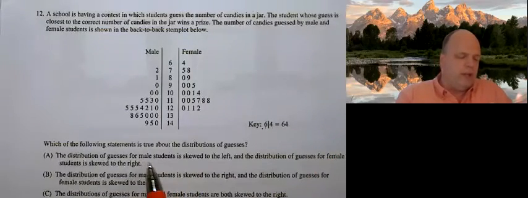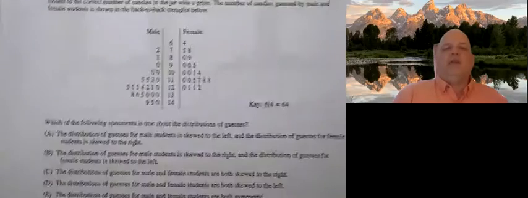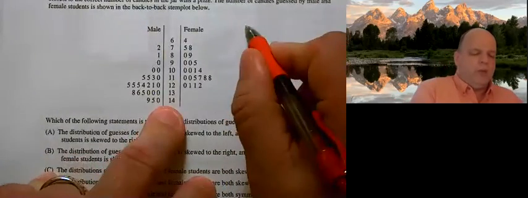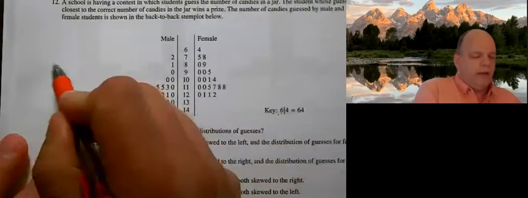The distribution of guesses for male students is skewed to the left, the distribution for female guesses is skewed to the right. Whenever they do the back-to-back, it gets a little bit confusing for people. So here's my suggestion. Let's go ahead and over here we'll do the male, and we'll do them first just because they're on the left-hand side.